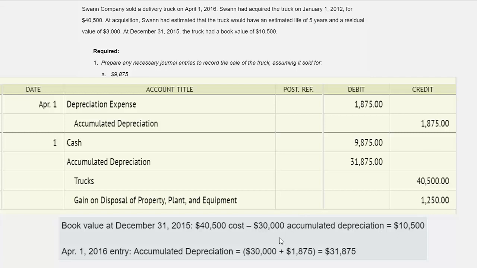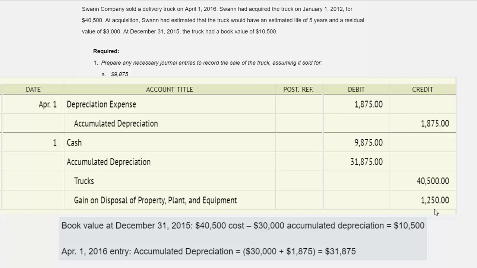And we just recorded an extra $1,875 of accumulated depreciation. So take the $30,000 of accumulated depreciation that was already recorded, plus the $1,875, and we know that the accumulated depreciation at the time of the sale would have been $31,875. So that's how we come up with that amount. Now, the difference between the book value at the time of the sale and the cash we received for it winds up as a gain on disposal of property, plant, and equipment.